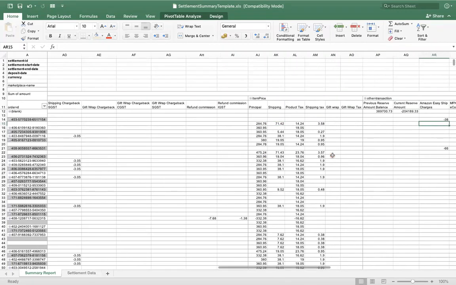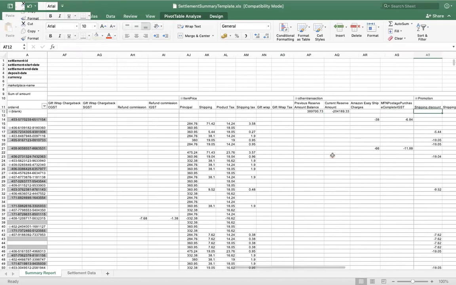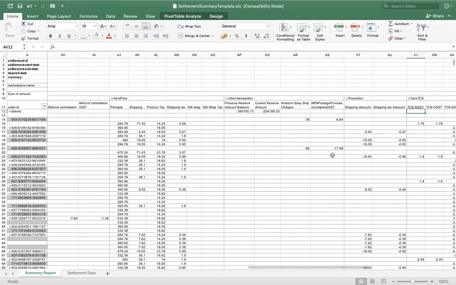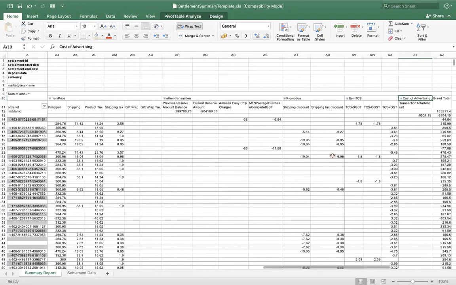If you go further right, on the top you will see what was the reserve amount in the last payment cycle, which was held back by Amazon, and what is the reserve amount in the current payment cycle. So this all comes under the other transactions which are not linked to an order ID. If you see on the top, there are various charges related to the promotion, and then there come the TCS columns where the tax collected at source values are shown. At the end, it would also show you the advertising cost.